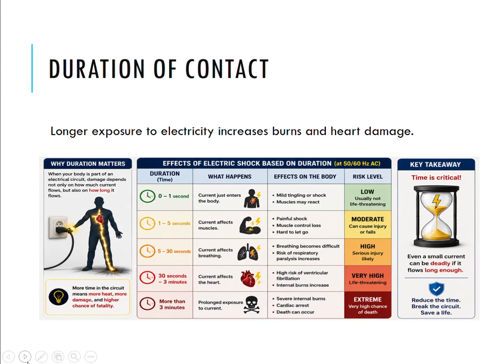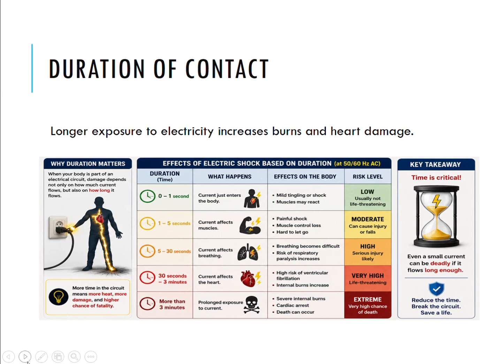Next is the duration of the contact. The longer you're exposed to electricity, the more dangerous or fatal it is. A person who's exposed for just 1 second and a person who's exposed for more than 3 minutes, it's going to be very different. So, as you can see, at 0 to 1 second, current just enters the body. We have a mild tingling shock, muscles may react, but still a very low risk level.